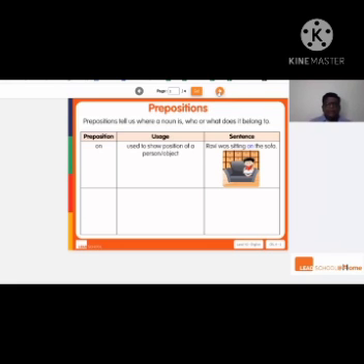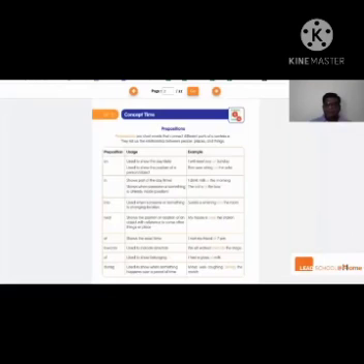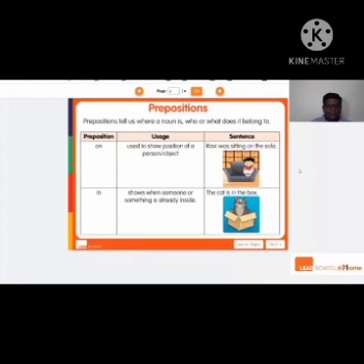Now let's look at another preposition. The next one is in. It shows when someone or something is already inside. Say for example, the cat is in the box. You can see a box over there, and the cat is sitting inside the box. So that is when we use the word in. The cat is in the box.